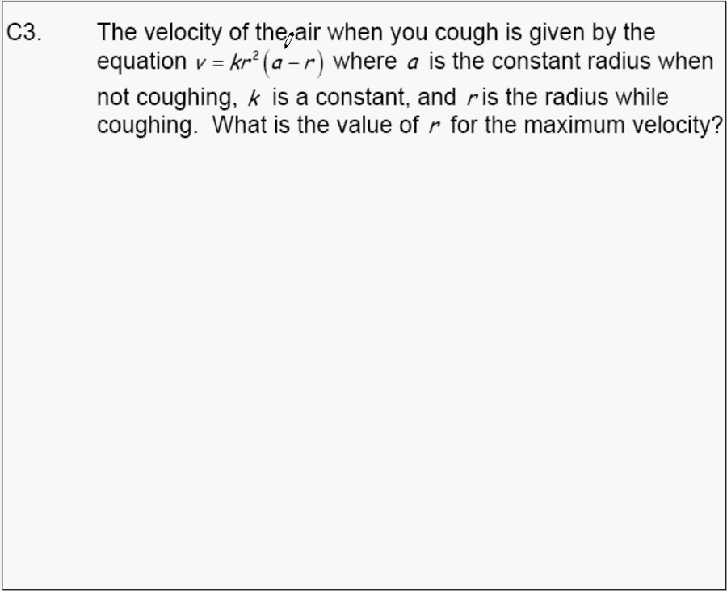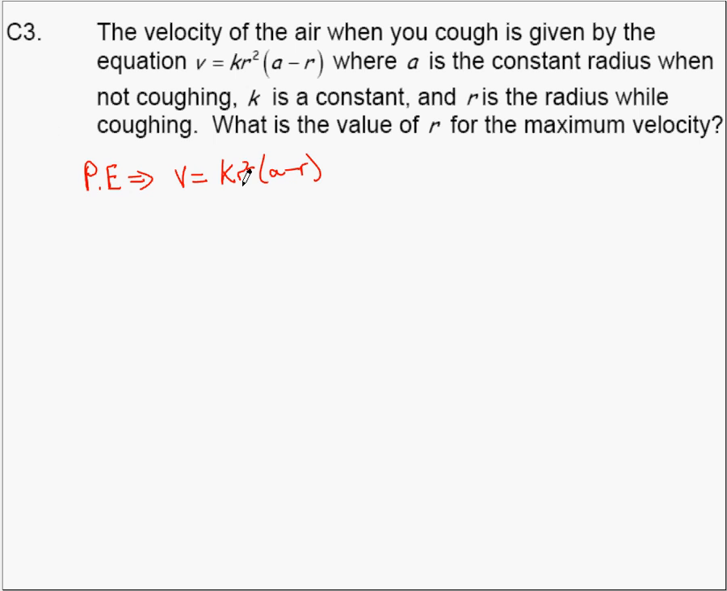So since we know K and A are constants, R is the variable that's changing. This is an equation with respect to R, which is one variable. So with all max-min questions, we start with a primary equation. What is it we're trying to maximize? So in this case, the velocity. So the equation for velocity is kr squared times (a minus r). A is constant, k is a constant, so this is with respect to r.